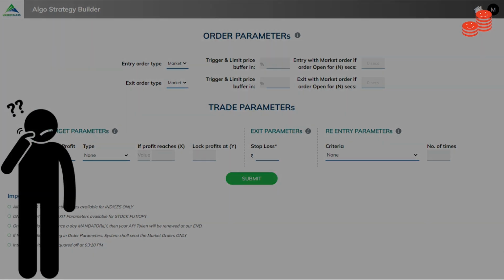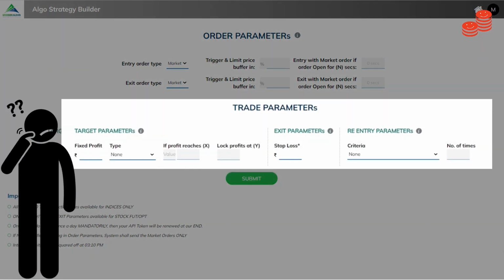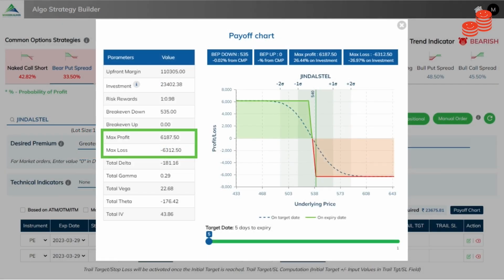So what should be the criteria for deciding on them? In two simple ways we can decide. First based on max profit and loss and the other based on investment. In the case of a positional strategy, we can consider 50% of the max profit and loss as our strategy's profit and stop loss. And in the case of an intraday strategy, a certain percentage of the investment amount can be taken as profit and stop loss.